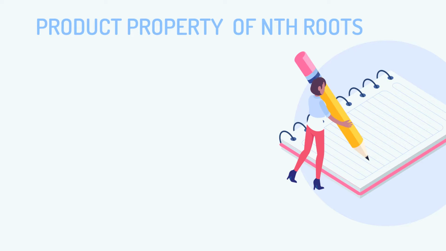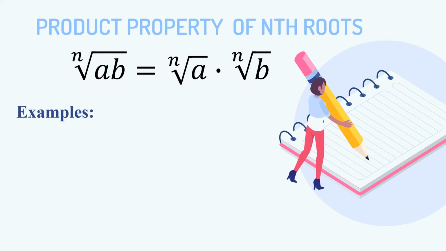And here we have a really useful property for the simplification of roots or radicals, and it is the product property of nth roots. This property says the following: the nth root of a times b is equal to the nth root of a times the nth root of b. So let's see some examples.